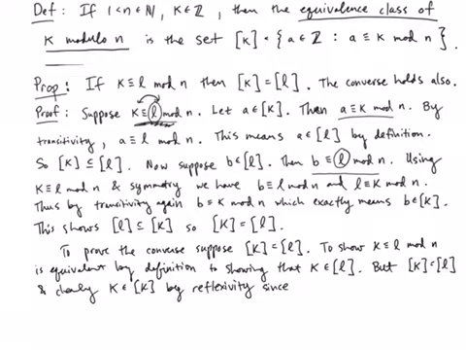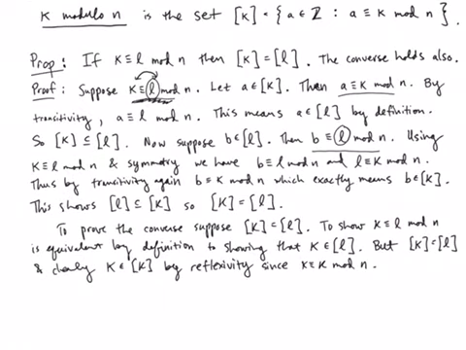So what does it mean for k to be in the equivalence class of k? It means that k is equivalent to k mod n, since k is equivalent to k mod n. Right? So this completes the proof.